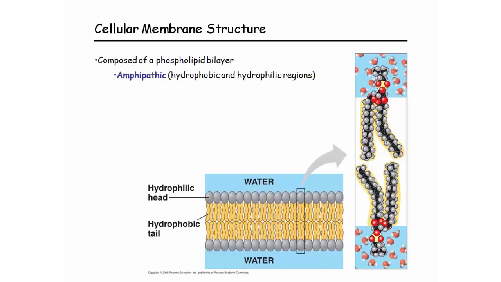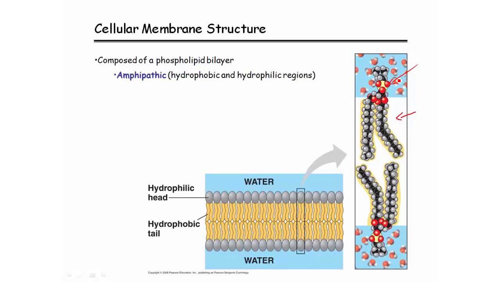What this means is that we end up with fatty acid tails here, which are going to be hydrocarbon tails, or they're going to be nonpolar, or we could also use the term hydrophobic. And then where the phosphate group is, up at the top of the phospholipid, we're going to have a hydrophilic area. So we've got one end of our molecule that's hydrophobic and one end that's hydrophilic, and because of that we do call it an amphipathic molecule.